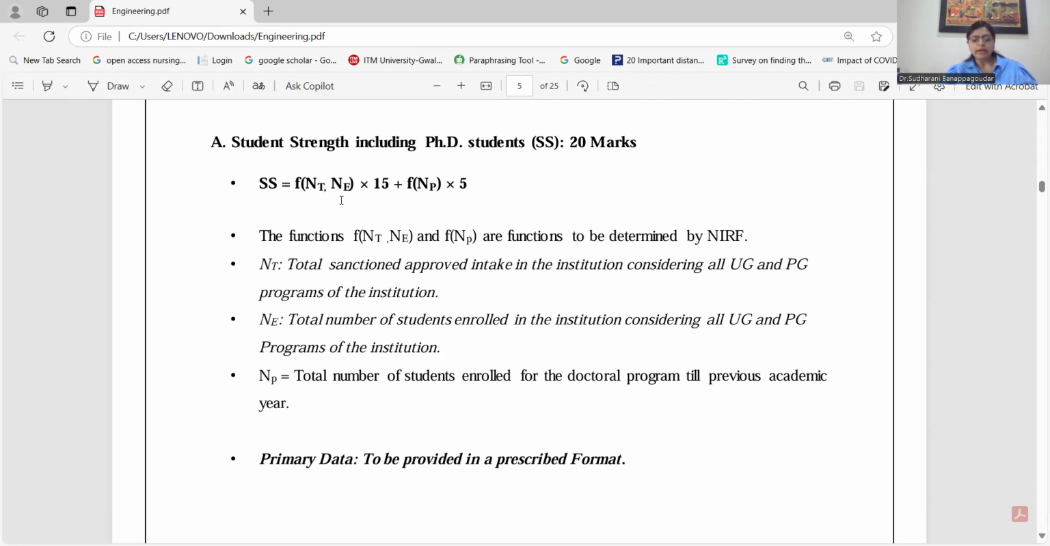So now 0.8 multiplied by 15 plus 0.2 multiplied by 5. That is 12 plus 1. That becomes the number 13. So these are the two different examples which I have taken. If you see, where the intake equals the eligible or enrolled candidates, the number differs. And even though the intake is less and the eligible candidates admitted are more, then also the number is getting a little reduced.